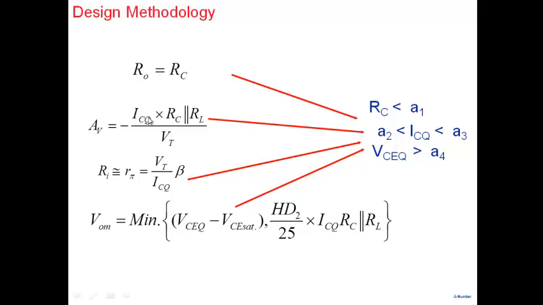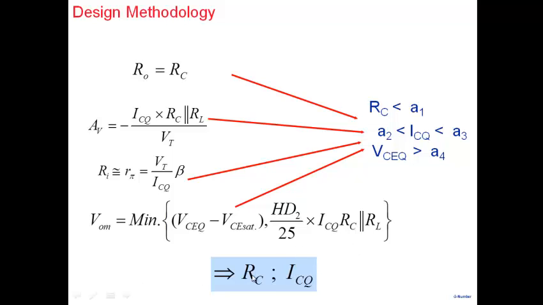So you use each of these equations and generate constraints: constraints on RC, on ICQ, and on VCQ. We'll show you with an example in a minute. At the end of it, you will be able to get a value of RC and ICQ. RC is obvious from this particular equation, and by looking at all of these you generate constraints for ICQ. After analyzing it, I can decide what an appropriate RC and an appropriate ICQ would be for my circuit.